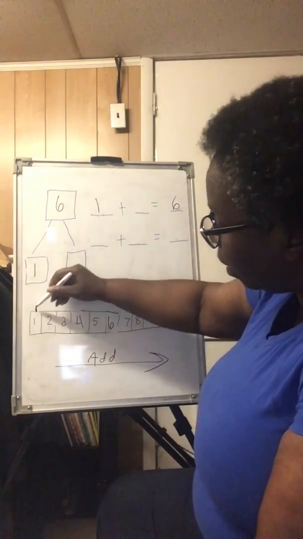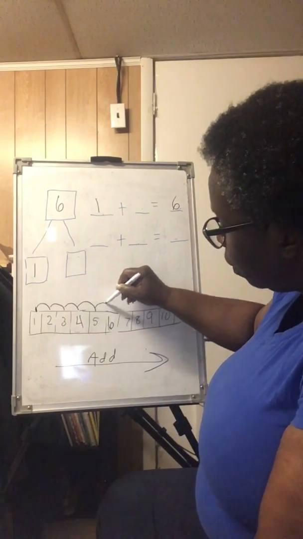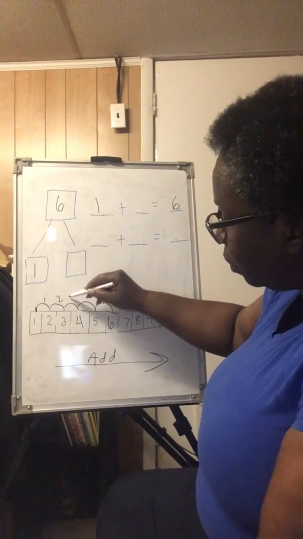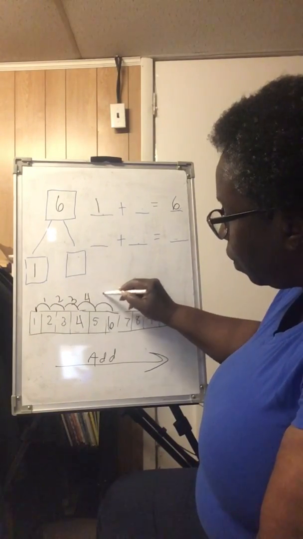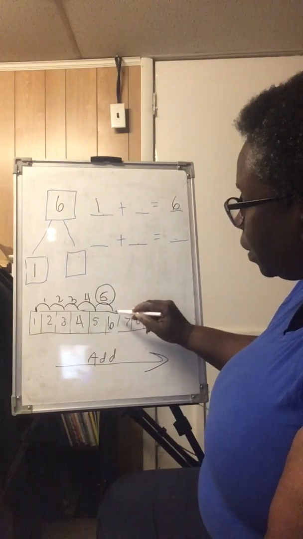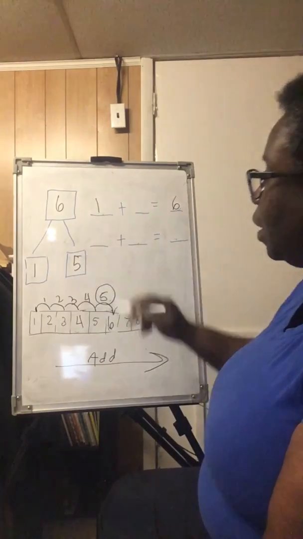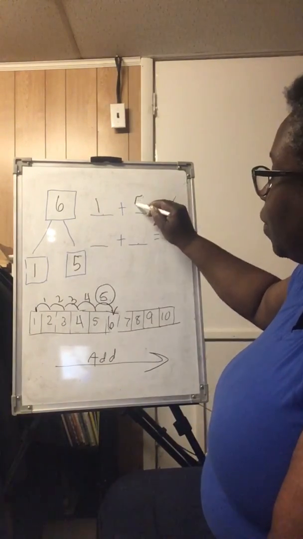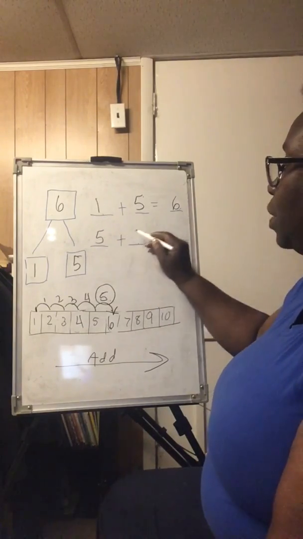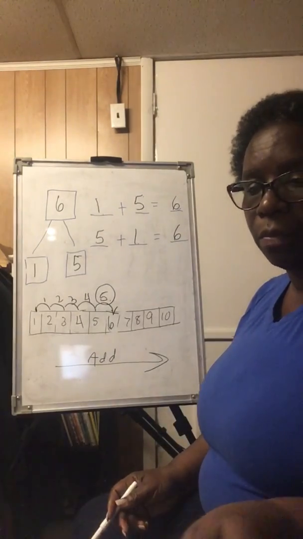So let's count up. 1, 2, 3, 4, 5. How many spaces we moved? 1, 2, 3, 4, 5. So our number that we're putting in, because that's where it ended up with our 6, would be 5. So 1 plus our 5. And then we're changing the order. 5 plus 1 equals 6. And that's how you work the number bond.